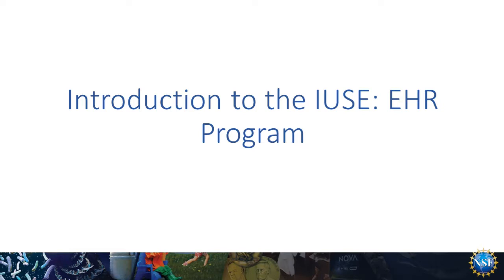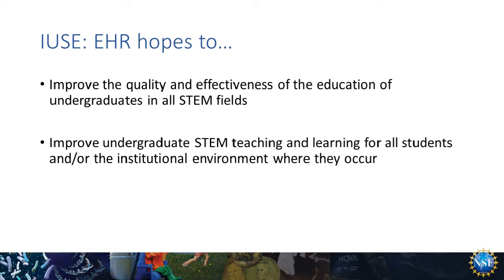So as a brief introduction to the IUSE program, who are we? Well, we hope to do a couple different things. We really would like to improve the quality and effectiveness of the education of undergraduates in all STEM fields. This is not specifically for STEM majors, but for any undergraduate who is participating in STEM coursework and STEM education at an undergraduate institution. So that would be a 2-year or 4-year institution of higher education. We also hope to improve undergraduate STEM teaching and learning for all students or the institutional environment where they occur, so actually working on the institution itself.